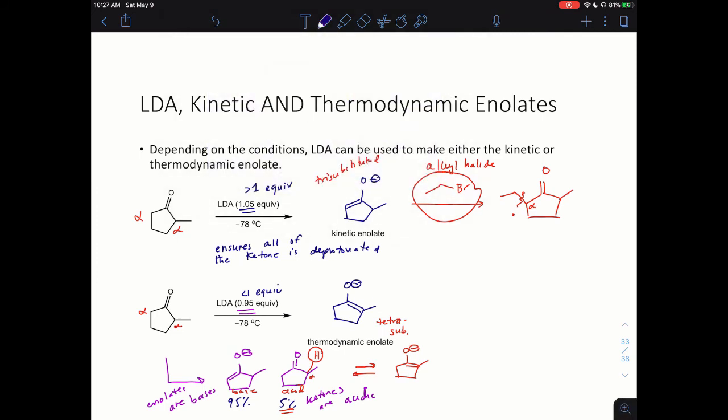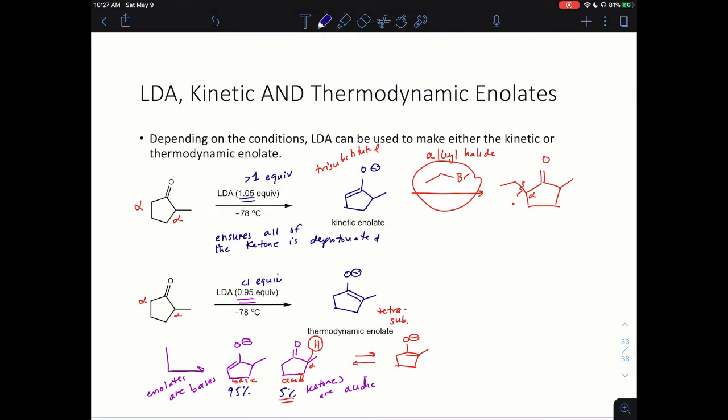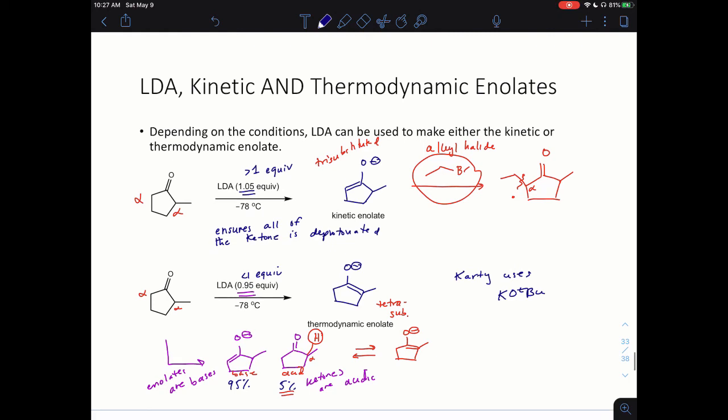Now, I will say in your textbook, when the thermodynamic enolate is required, the author uses potassium t-butoxide. And you can do that if you want, but it doesn't work in real life. And I honestly think it's just more confusing to tell you it does when it doesn't. So if you need the thermodynamic enolate in order to do an alpha alkylation, you just use a little bit less than 1 equivalent of LDA.